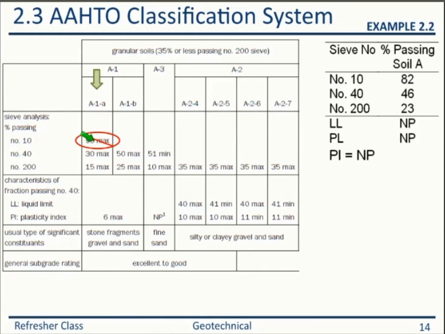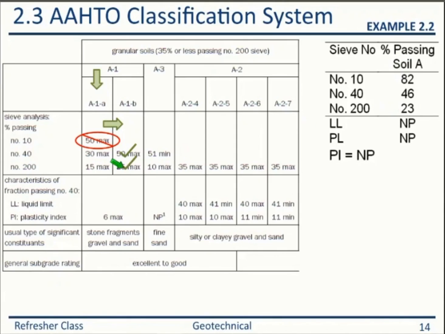So if this is wrong, then you will move toward the right. When you move toward the right, the next requirement is percentage passing through number 40 should be maximum 50%. Percentage passing through number 40 for soil sample A is 46%, so that is correct. If it is correct, you have to move down. When you move down, another requirement is percentage passing through number 200 sieve should be maximum 25%. For soil sample A, 23% is passing, so that is also correct.